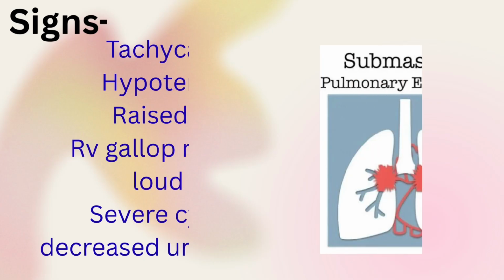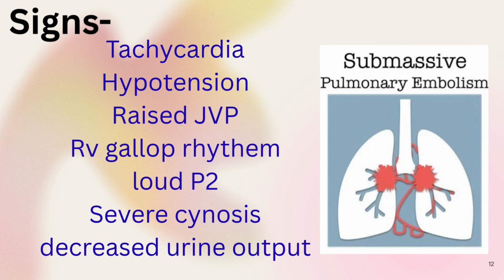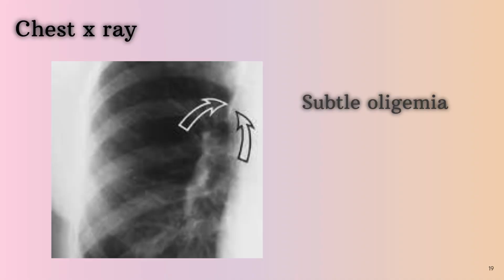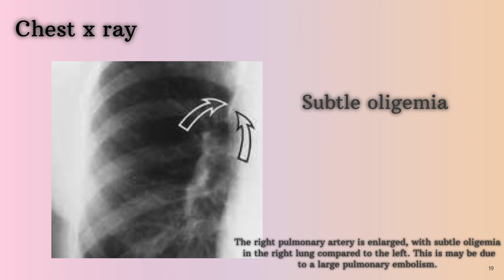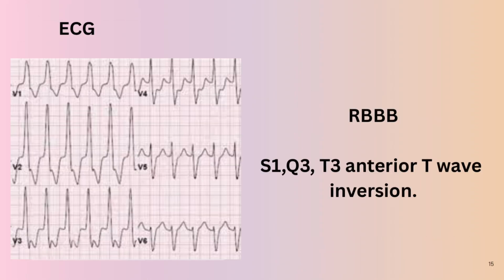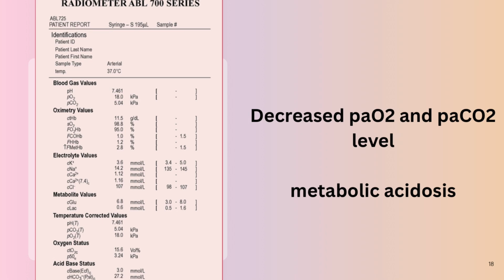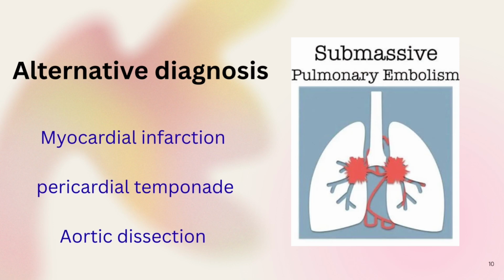Signs include major circulatory collapse, that is tachycardia, hypotension, increased jugular venous pressure, RV gallop rhythm, loud P2 and severe cyanosis and decreased urinary output. In this patient, chest X-ray is usually normal but may show subtle oligemia. In ECG, RBBB is present with S1Q3T3 and anterior T wave inversion. ABG is abnormal with decrease in PaO2 and decrease in PaCO2 level and metabolic acidosis. Alternative diagnoses include myocardial infarction, pericardial tamponade and aortic dissection.